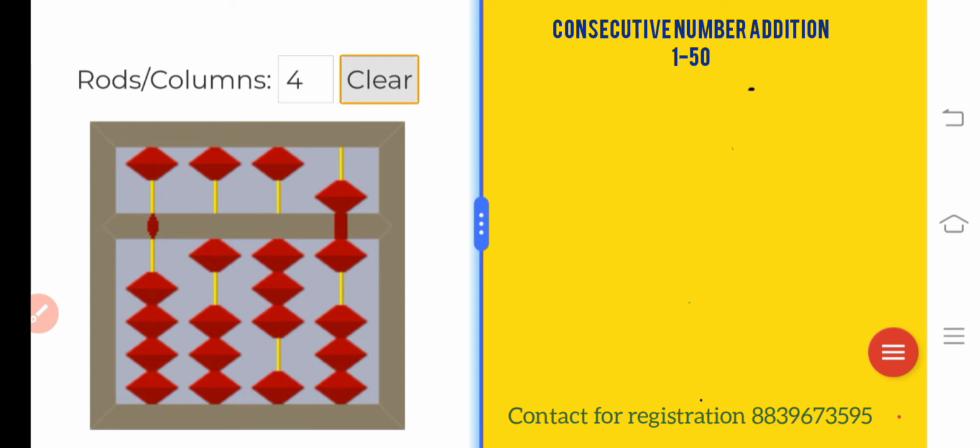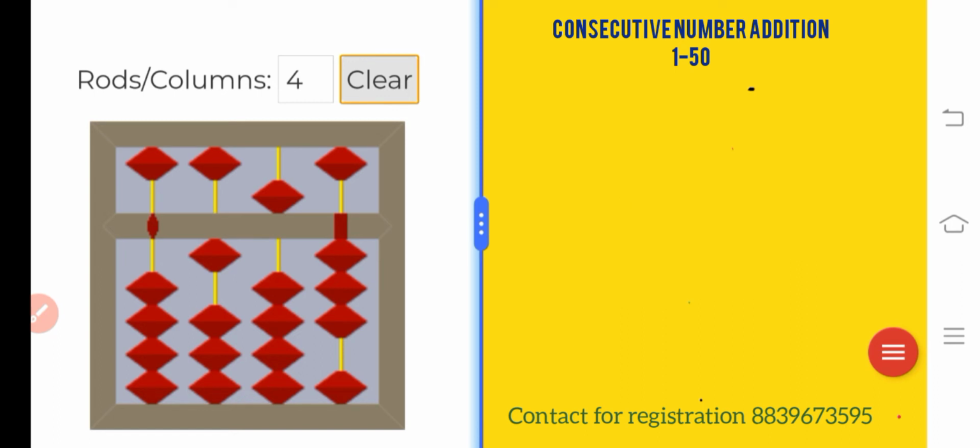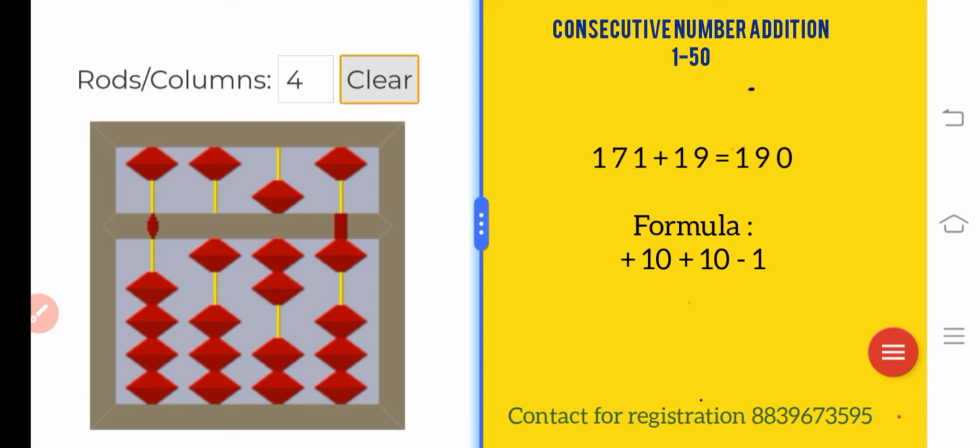Now we will add 17. So first plus 10. Then we have to add 7. So we will do plus 10 and minus 3. We will get 153. Now we have to add 18. So plus 10. And we can't add 8 directly, so we will use the formula that is plus 10 and minus 2. For 19, we will use the formula that is plus 10 minus 1. We get the answer 190.